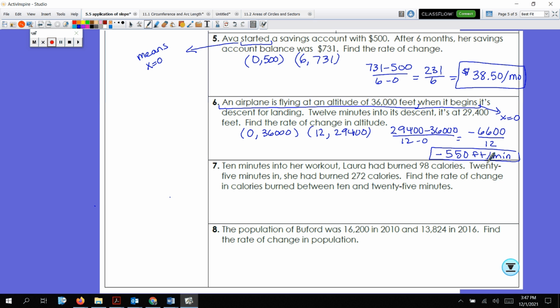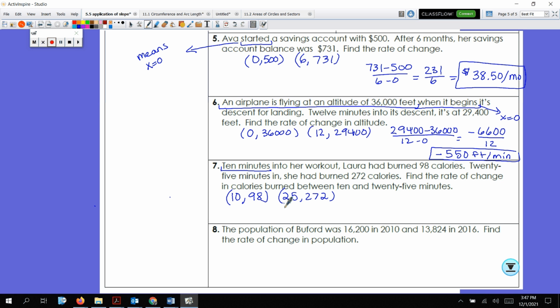All right, number 7. 10 minutes into her workout, Laura had burned 98 calories. So she's 10 minutes into her workout. She didn't just start her workout. So our first ordered pair is 10, 98. Then it said 25 minutes in, she's burned 272 calories. So 25 and 272.